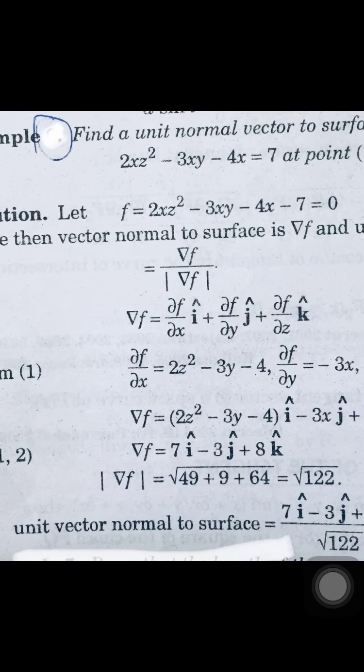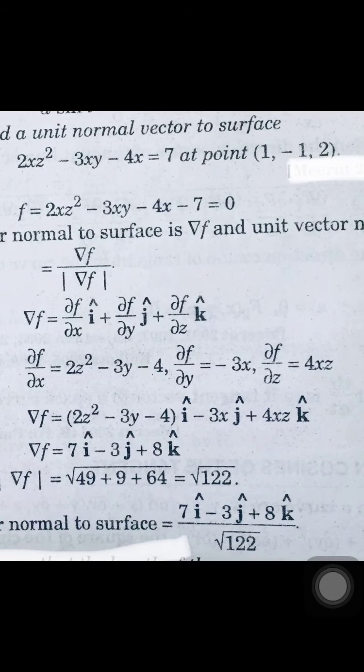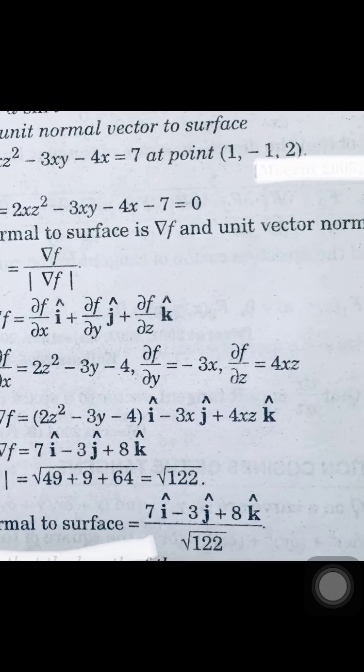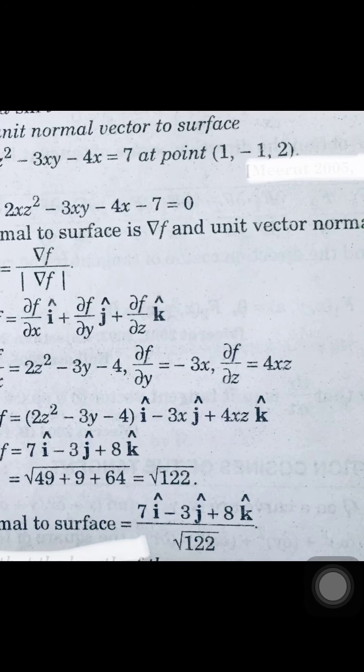So the unit vector normal to the surface is nothing but gradient f upon mod of gradient f. So we get gradient f is 7 i cap minus 3 j cap plus 8 k cap upon mod of grad f, which is under root 122. So this is the unit vector normal to the surface. Okay.